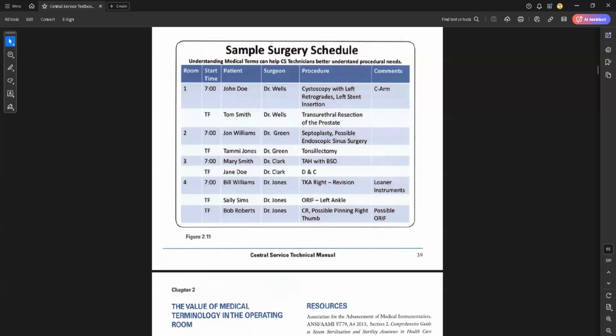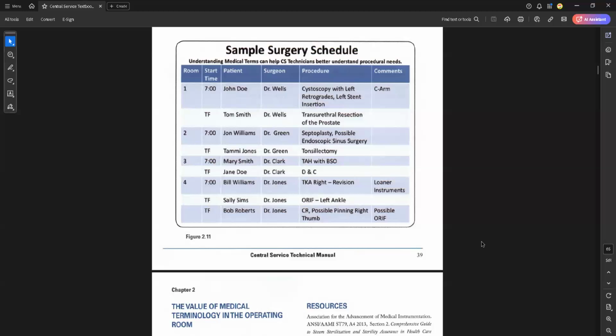TAH. The moment you see that, you ask yourself, total abdominal hysterectomy. TAH means total abdominal hysterectomy. I'm talking about Dr. Clark, 7 a.m. schedule, the patient being Mary Smith. So once you see these abbreviations, TAH, total abdominal hysterectomy, with BSO, bilateral salpingo-oophorectomy, where they're going to remove the two ovaries. That's the bilateral salpingo-oophorectomy, total abdominal hysterectomy. The uterus will be removed.